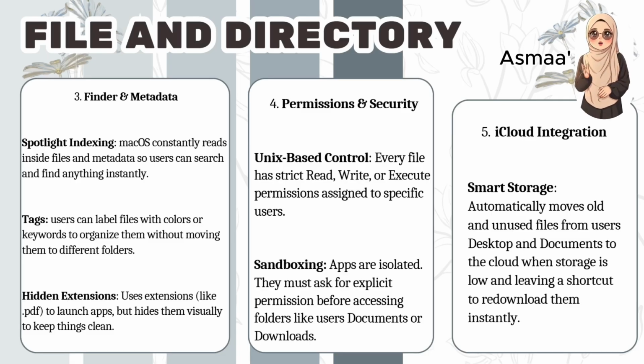Next, permissions and security. Permissions and security are divided into two parts. First, Unix-based control. Every file has strict read, write, or execute permissions assigned to specific users. Second, sandboxing. Apps are isolated. They must ask for explicit permission before accessing folders like user documents or downloads.